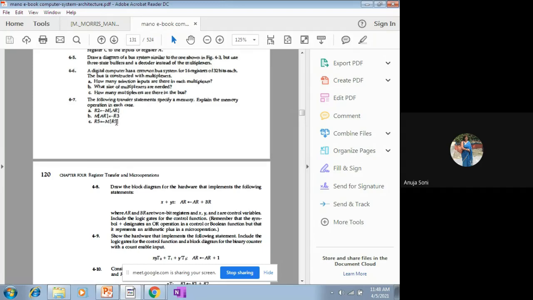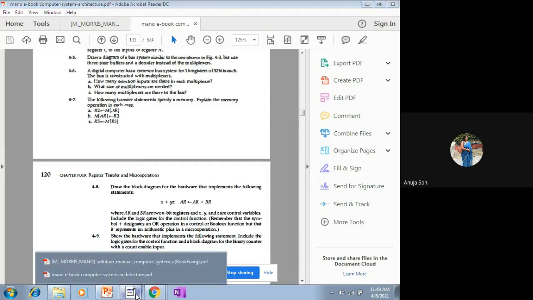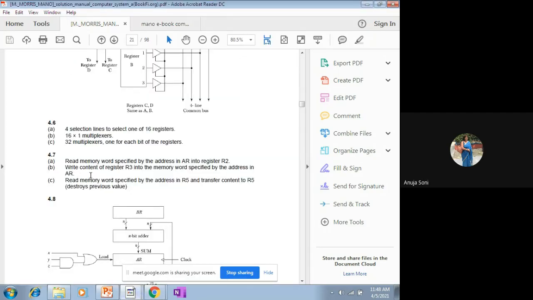That data will be read into R5. R5 will basically consist of some address, and that address is at present there. Let me come to 4.7, then I will explain. Read memory words specified by the address in R1 and transfer content to R5. What is it basically doing?